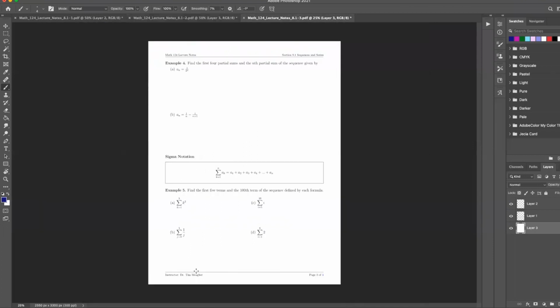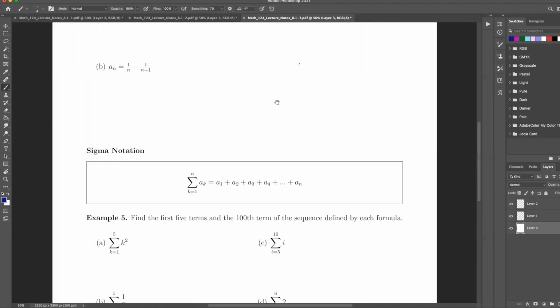All right, so we're going to do some partial sums. Then I'm going to show you some sigma notation, and then we're going to do some sigma notation. And then we're going to call it good for the day.